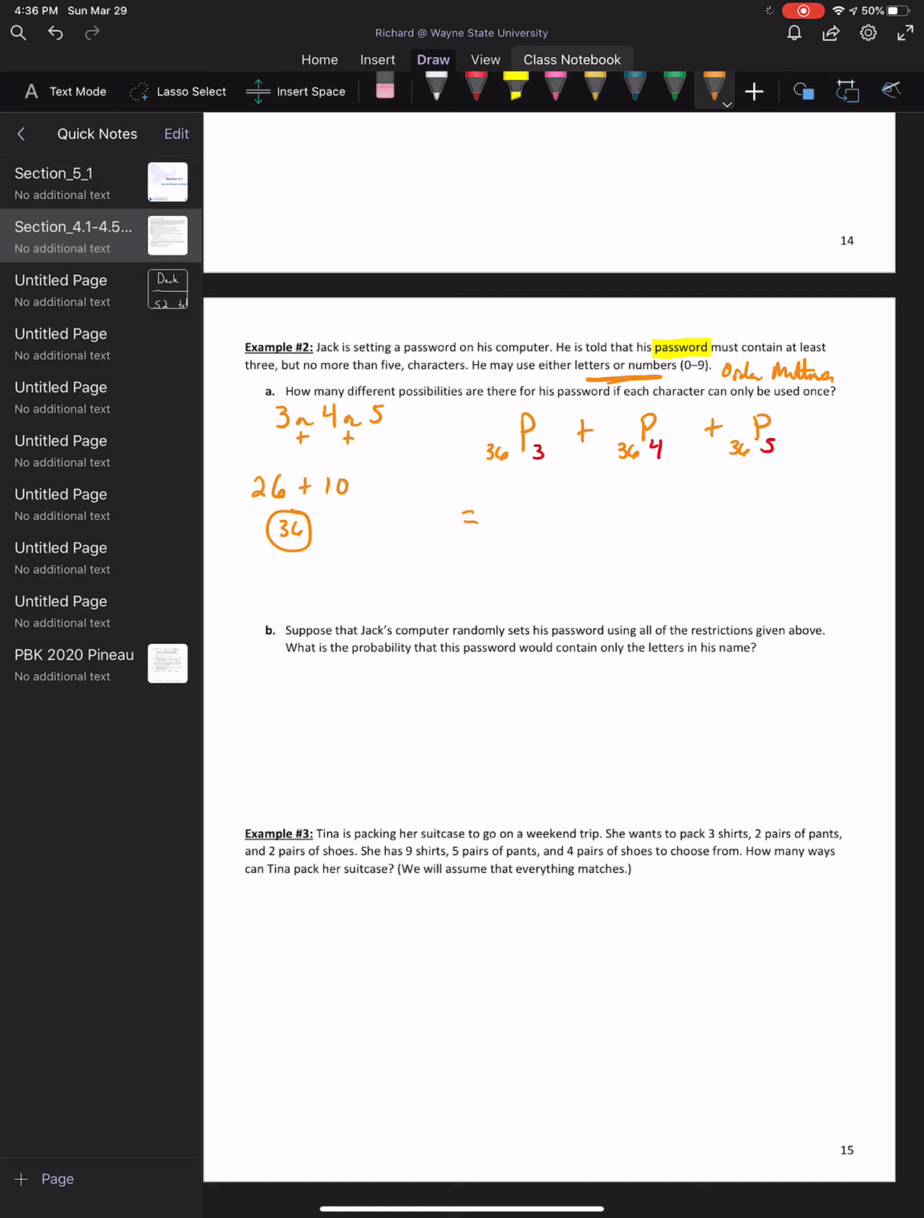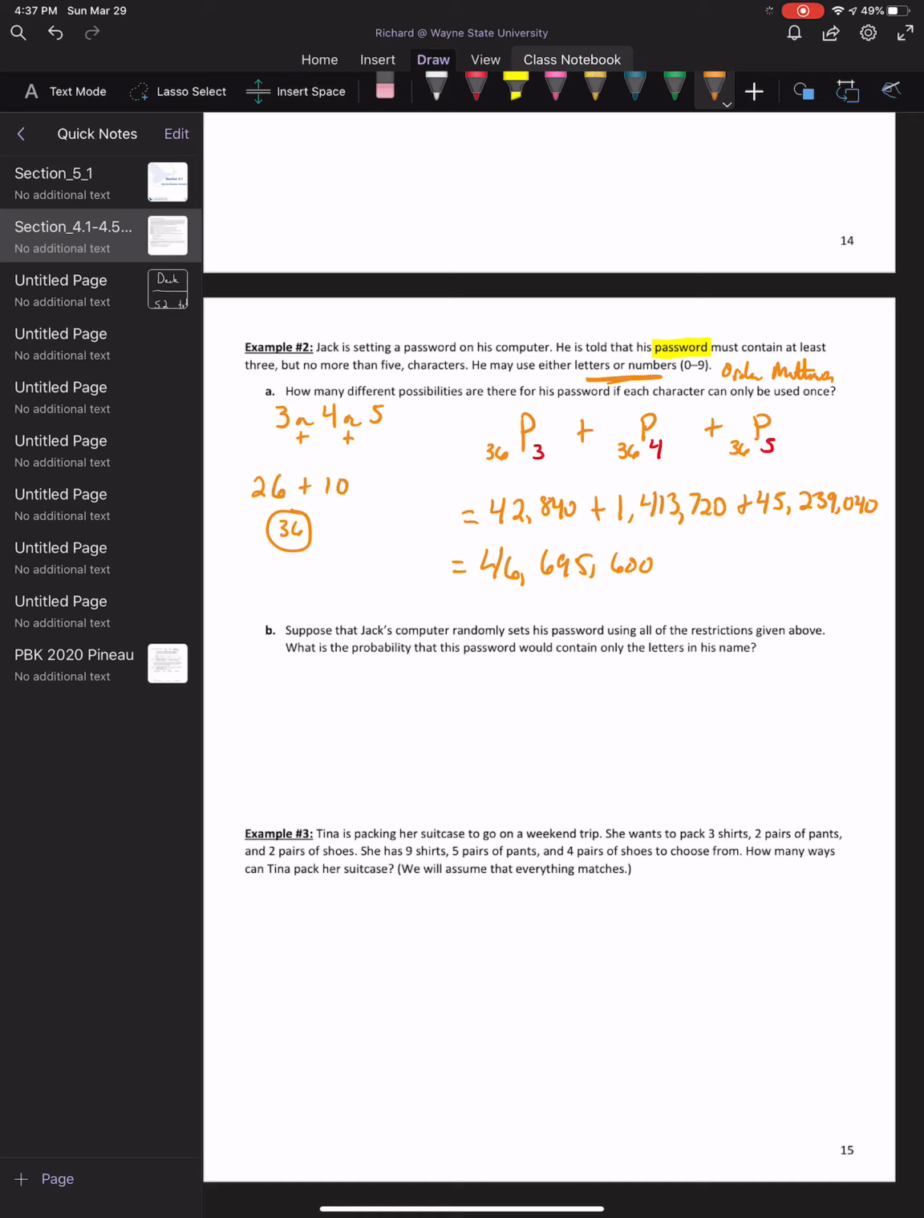So let's see. 36P3 is going to be 42,840. 36P4 is going to be 413,720. And 36P5 is going to be 45,239,040. And with the drum roll, we get a grand total of 46,695,600 passwords that can be 3, 4, or 5 characters. And again, everybody says, why are there so many? There are so many because the order matters. So that's how many passwords we can get.